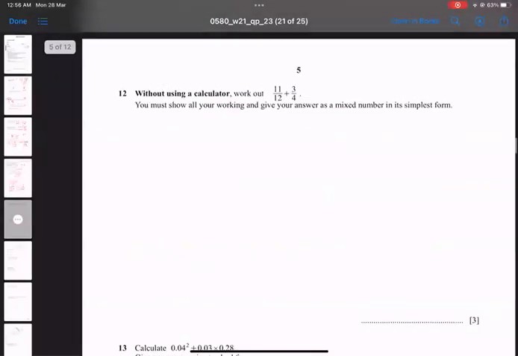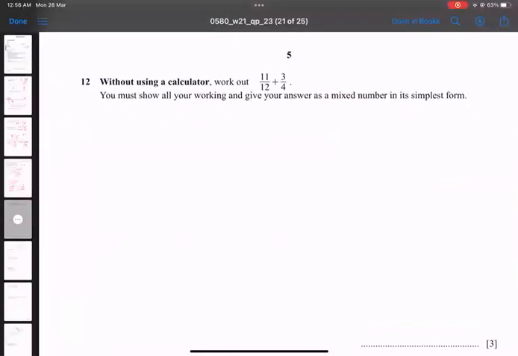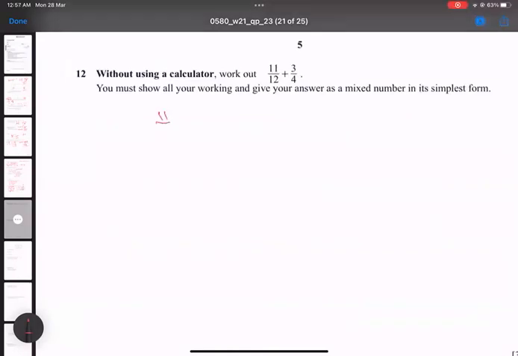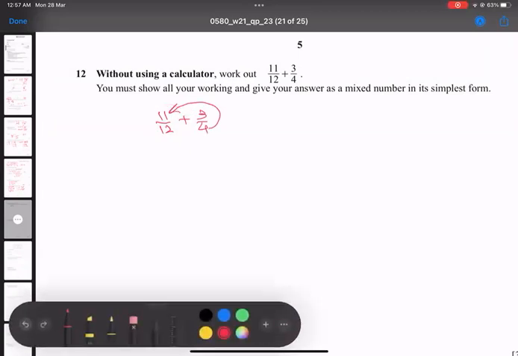Now have a look at question number 12. In this question, he said work out. And whenever he asks you to work out without using a calculator, you are bound to show working. You can see 11 over 12 plus 3 over 4. Some students multiply across with that and this. Wrong approach. Why is it a wrong approach? Because in this way you get a wrong answer, and you must find the LCM.